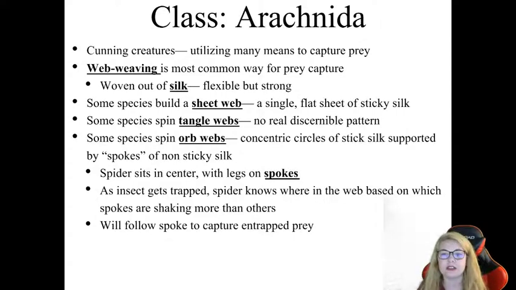And the spider will sit at the center of this with its legs on those spokes that go out. And as an insect or prey gets trapped in the web, the spider knows where on the web that prey is based off of vibrations and feelings that it can sense by having its feet on those spokes. And so it'll follow that spoke to capture the prey where it senses that has come in. So it's pretty nifty.